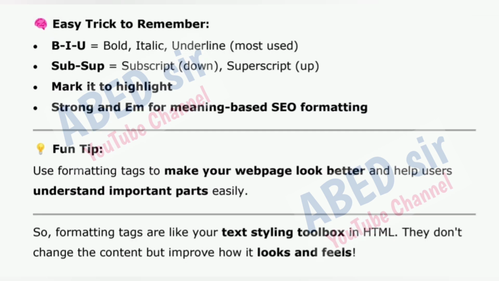Easy trick to remember. BIU is equal to bold, italic, underline, most used. Sub is equal to subscript, down; sup, superscript, up. Mark is to highlight. Strong and em are for meaning-based SEO formatting. Fun tip. Use formatting tags to make your webpage look better and help users understand important parts easily. So, formatting tags are like your text styling toolbox in HTML. They don't change the content but improve how it looks and feels.